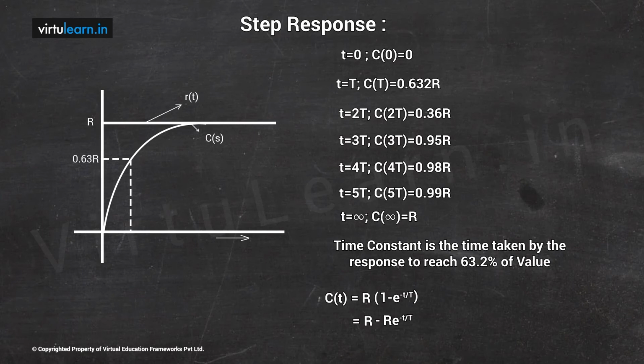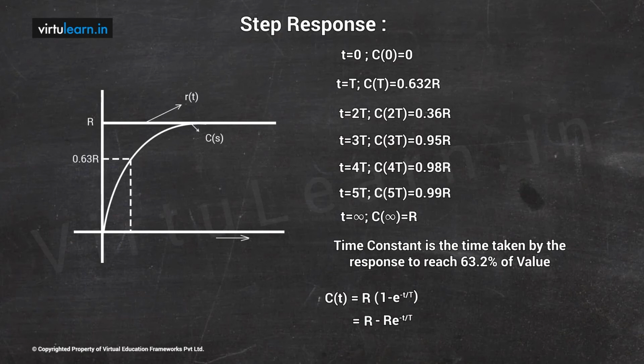Now when you take all these values and plot, then you will get the step response. We know that it is 1 minus e power minus t by T, therefore it is an exponentially increasing function starting from 0 and reaching capital R. Now what I am interested in is the value at capital T. From the calculations we know that at capital T it is 0.632 times R.